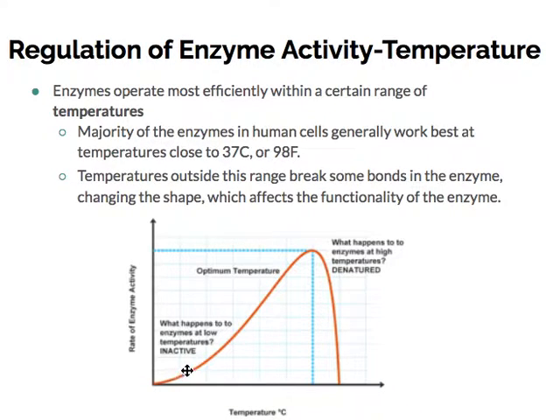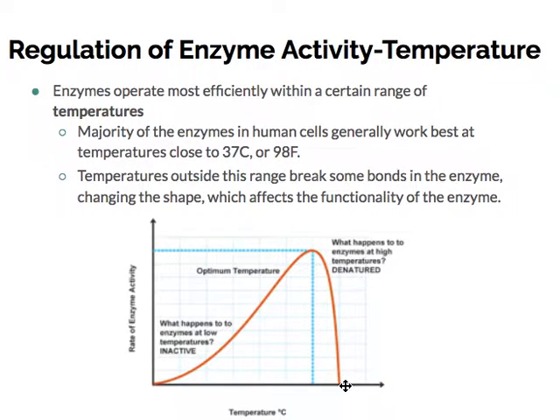So lower temperatures cause the enzyme to be inactive, okay? And then here we reach what we call the optimum temperature, okay? And that shows us our maximum rate of enzyme activity. Once we get past that optimum range, if we get into temperatures that are too high, you notice this steep drop in enzyme activity all the way back down to 0.